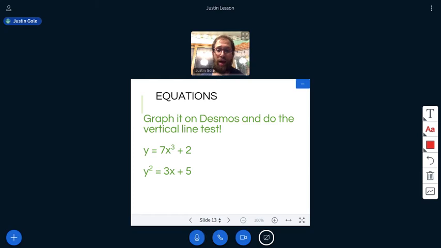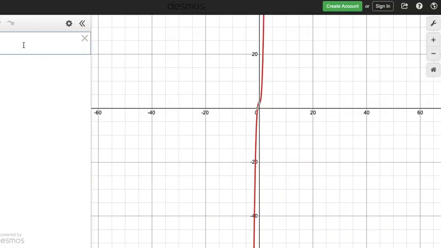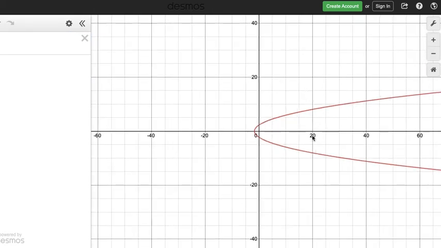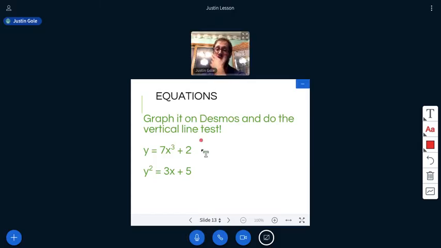Let's look at y squared equals 3x plus 5. This one wouldn't be, because right here, couldn't I draw, let's see, this line right here is x is 20. It intersects right here, and it intersects right here, doesn't it? The same vertical line could go through it twice. So the first one is a function, according to Desmos. The second one we'd say is not a function. So we can tell with an equation by graphing them.